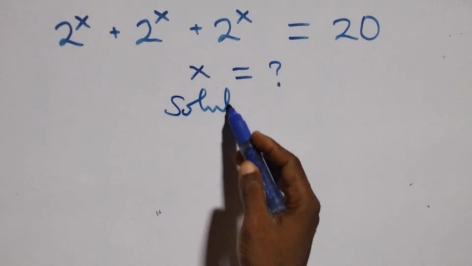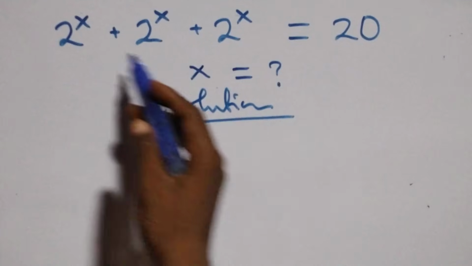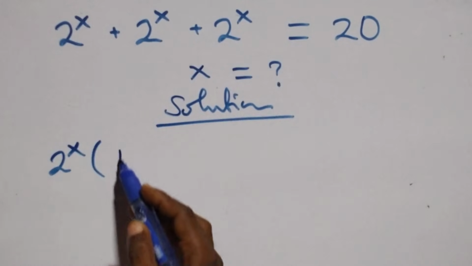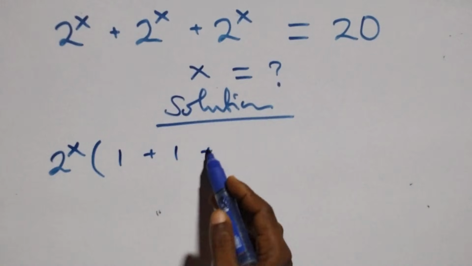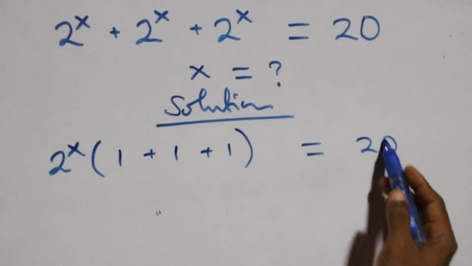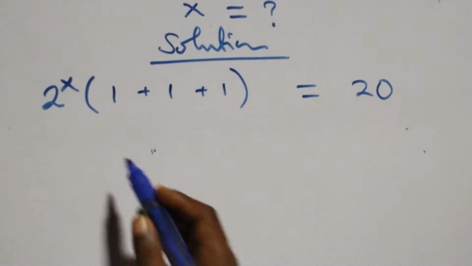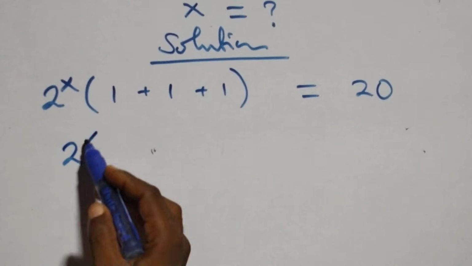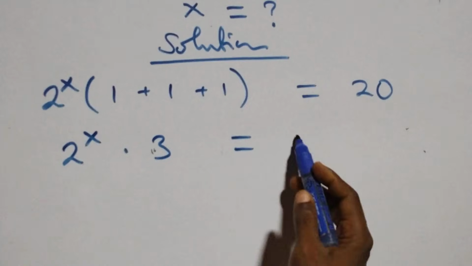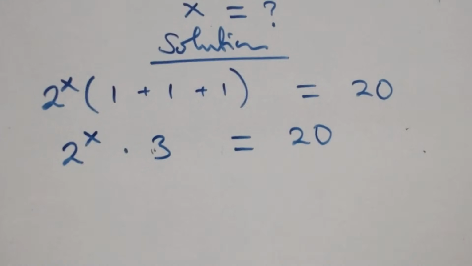Solution from here. What we have here, we factor 2 raised to power x out, and we have 2 raised to power x into brackets, 1 plus 1 plus 1, close bracket, equals 20. The next step, this is the same thing as 2 raised to power x times 1 plus 1 plus 1, that's 3, equals 20 on this side.